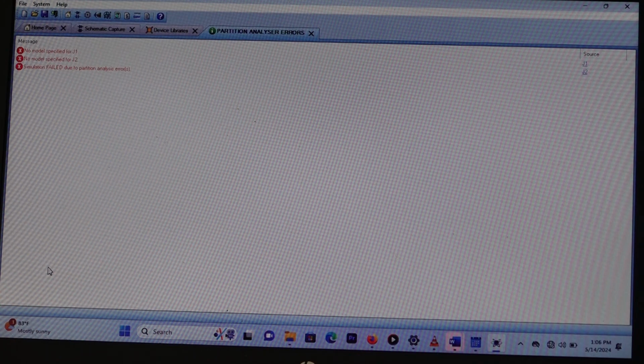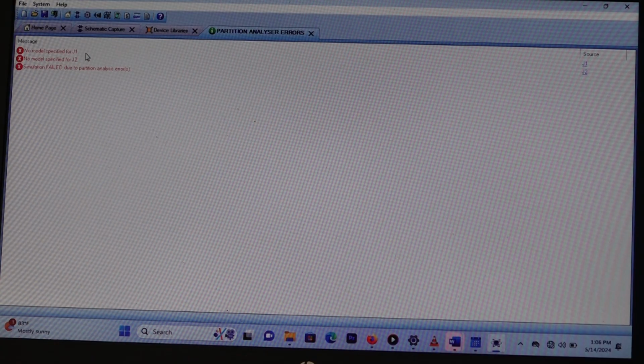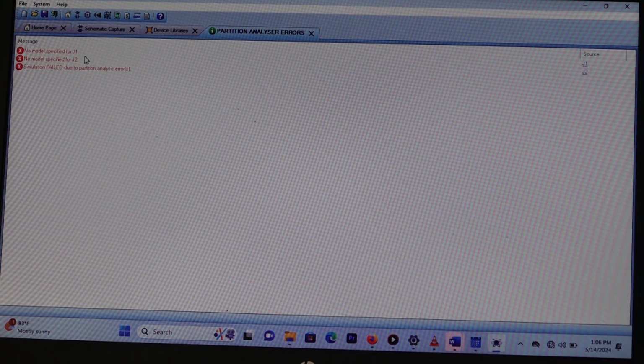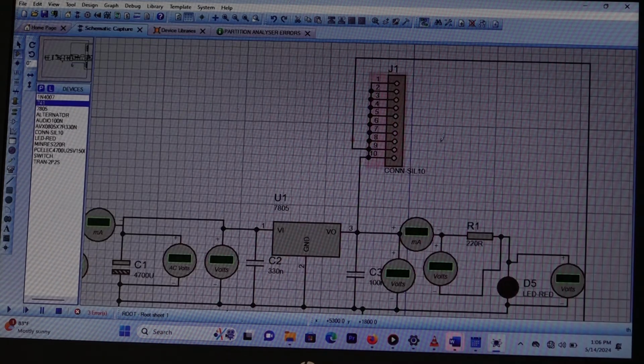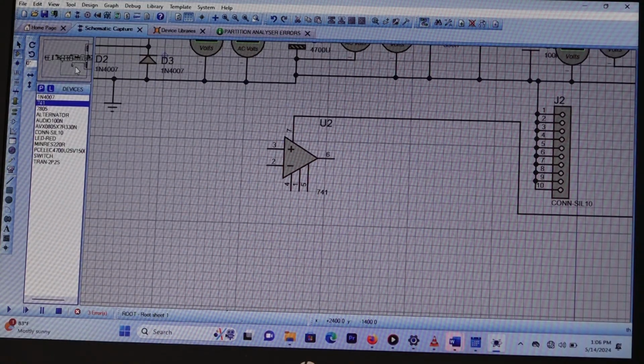Are we together? So you can see that the software also said no model specified J1. So J1 means the first connector. No model specified J2. Where is J1 and J2? This is J1. And the other one is J2. So these models, they don't have a mathematical equation. They have just a schematic symbol. So previously your schematic circuit or your simulation was running. But now it no longer runs. Then you panic. No, you should not panic. You have just to check.